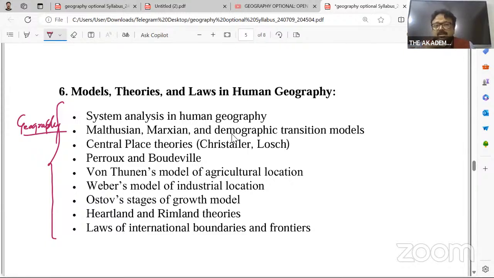So in this model and theory and law in human geography will be part of your syllabus to understand how the geography is linked with society, how the geography is linked with environment, how the geography is linked with everything and anything. Whether it is एग्रीकल्चर, जब एग्रीकल्चर की बात करेंगे तो वॉन थ्यूनेन मॉडल, जब पॉपुलेशन की बात करेंगे बच्चे तो माल्थूसियन मार्क्सियन थियरी ऑफ डेमोग्राफिक ट्रांजिशन. And again this is what social issue part. तो देख लो बहुत कुछ यहाँ मिलेगा जो आपको ऑलरेडी पढ़ना है.